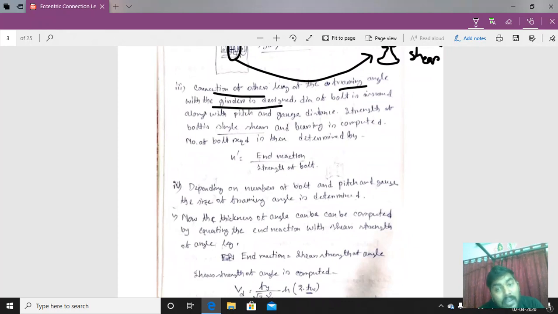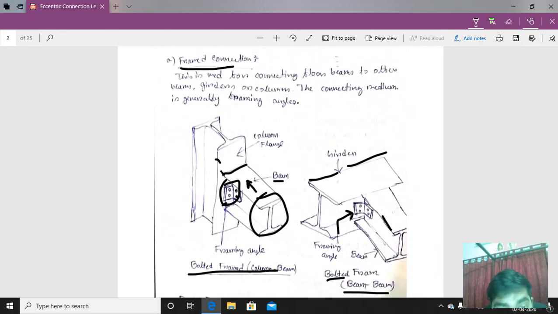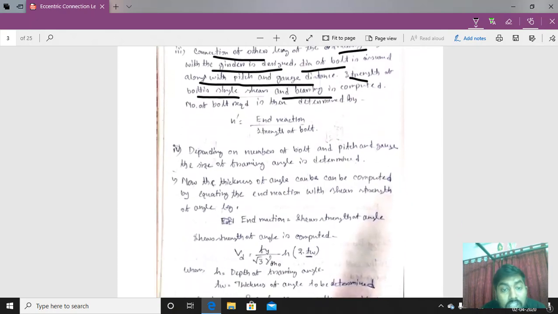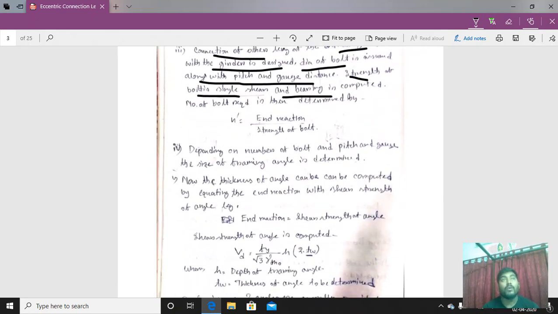Now the dia of the bolt, similar procedure. The dia of the bolt is assumed along with the pitch and the gauge like the first step. Then the strength of the bolt in single shear and bearing is computed. Now why is it single shear? If you see in this picture, that joint here, it is one plate and this is the angle section. It is connected throughout. So here it is only a lap joint, so only single shear will be acting. So single shear and bearing have to be calculated. Then the strength is calculated, and we take the lowest of those.